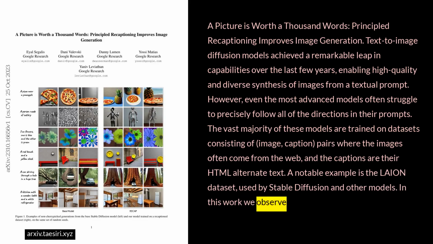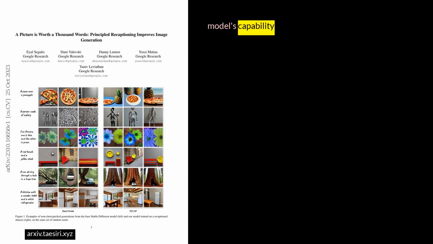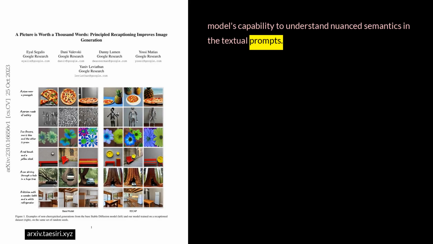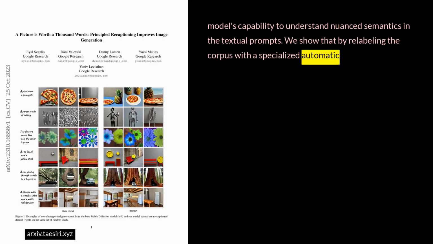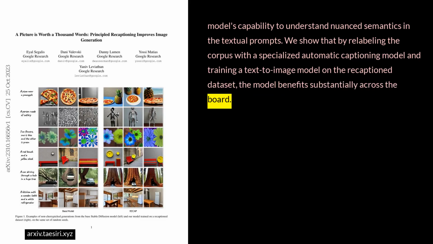In this work, we observe that these captions are often of low quality, and argue that this significantly affects the model's capability to understand nuanced semantics in the textual prompts. We show that by relabeling the corpus with a specialized automatic captioning model and training a text-to-image model on the recaptioned dataset, the model benefits substantially across the board.